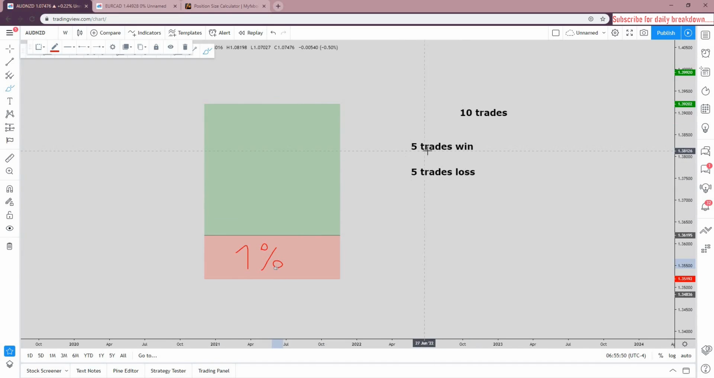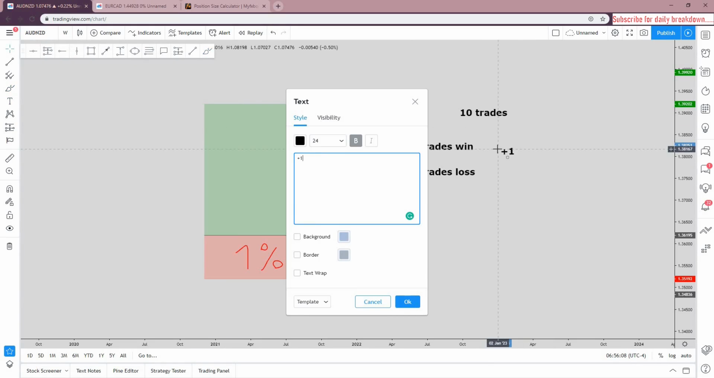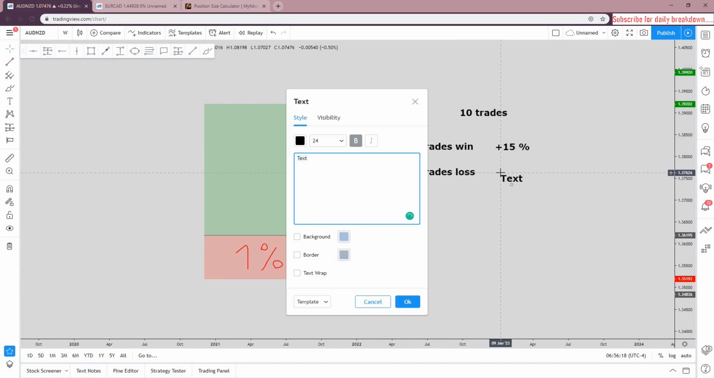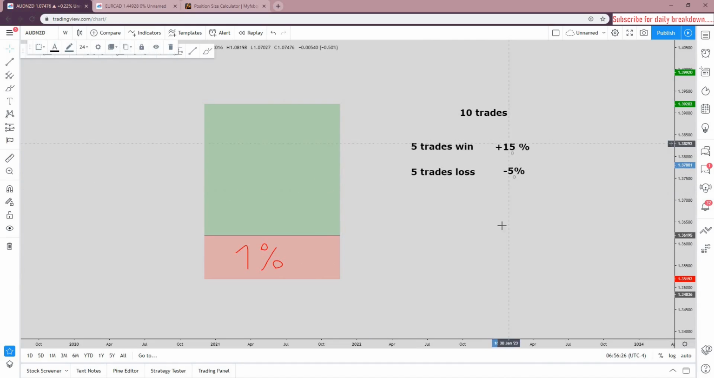So if we win 5 trades, this means that we risked 1% five times to make 3% each time. So it means that we made 15%. Our total gain will basically be 15%. And if we lose 5 trades, obviously we will lose 5% because we're risking 1% each. So overall, with only a 50% win rate, we are up 10%.